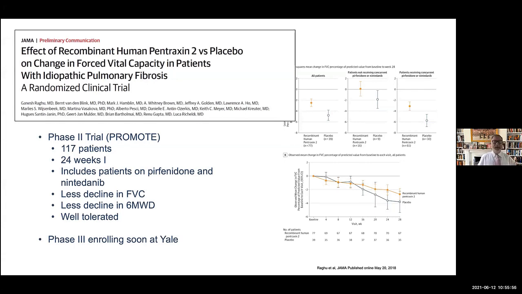So again, you could go into the Pulmonary Fibrosis Foundation website, clinicaltrials.gov or others, put in your zip code and actually find if this trial is near you.